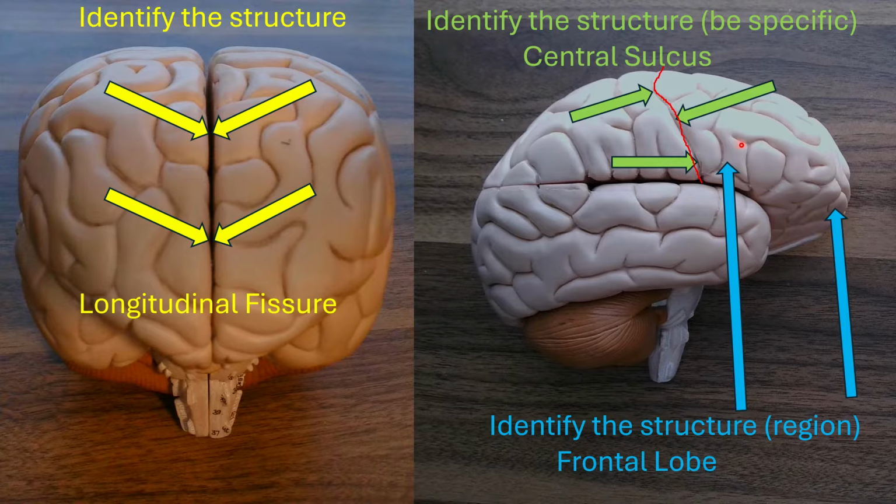Now we can get more specific. In front of this central sulcus, we have the precentral gyrus, which contains the primary motor cortex, and behind it we have the postcentral gyrus, which contains the primary somatosensory cortex.